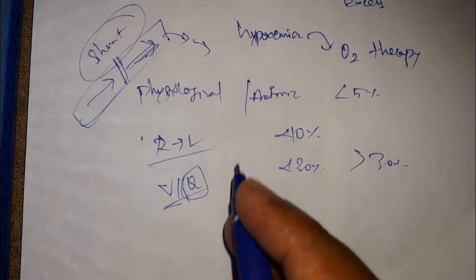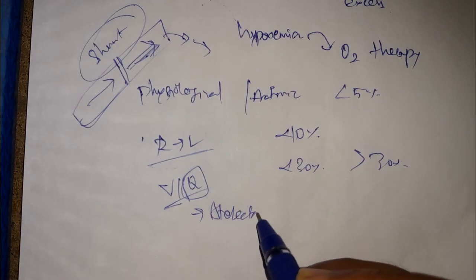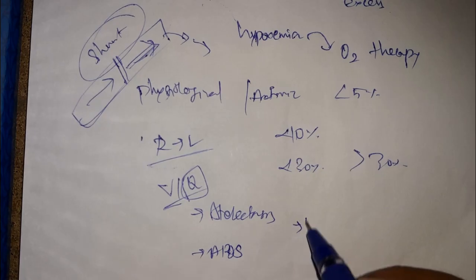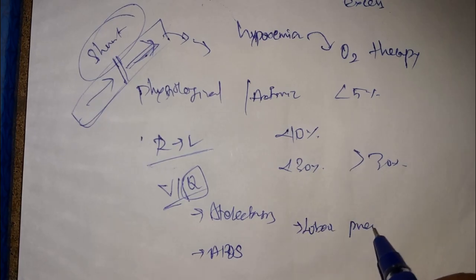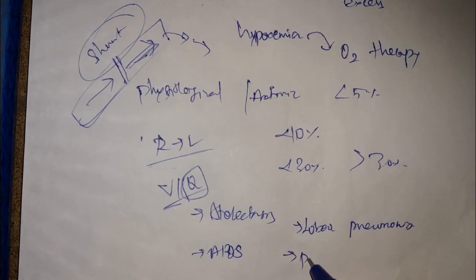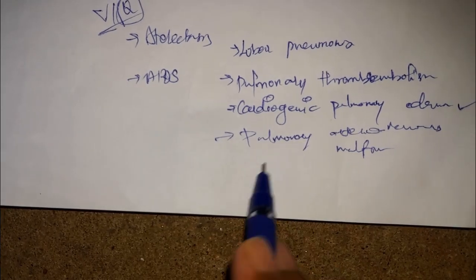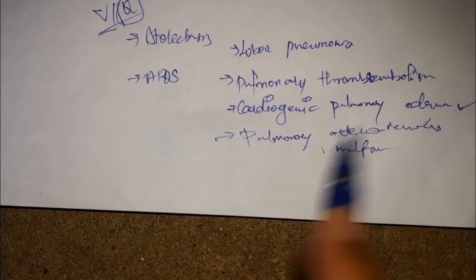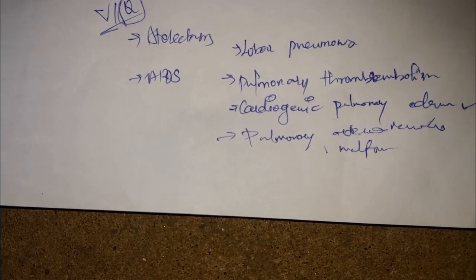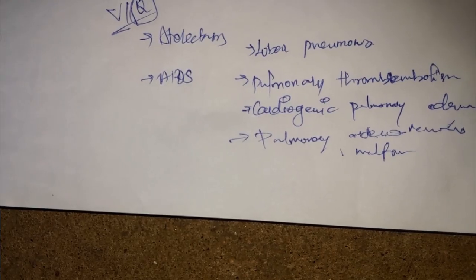Okay, so not only right to left shunt, there is also atelectasis, ARDS, lobar pneumonia, pulmonary thromboembolism, cardiogenic pulmonary edema, and pulmonary arteriovenous malformations. In all of these, there is a VQ mismatch, that is a ventilation and perfusion mismatch. That also comes under intrapulmonary shunting.